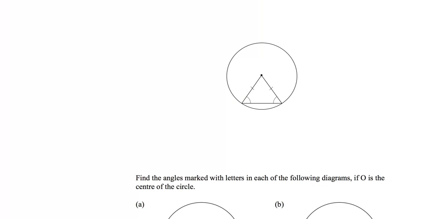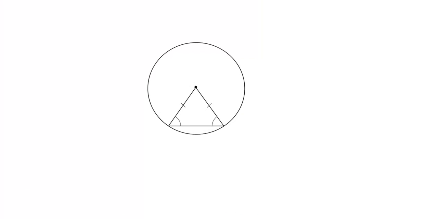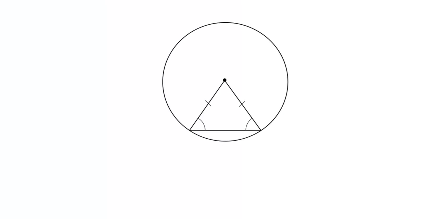Okay, now other things that can happen is that we can get isosceles triangles because think about it. If we have two radiuses, well, radiuses are always the same length, right? Okay, they're always the same length. So if we connect them up, we're not going to have any old triangle. We're going to have isosceles triangles, which means that these two angles are going to be the same as well.